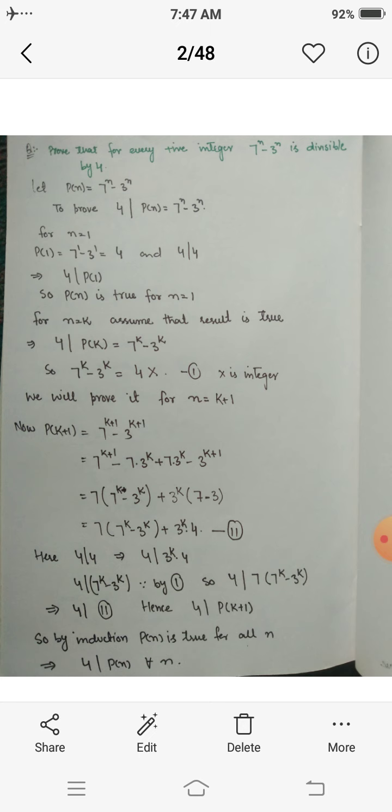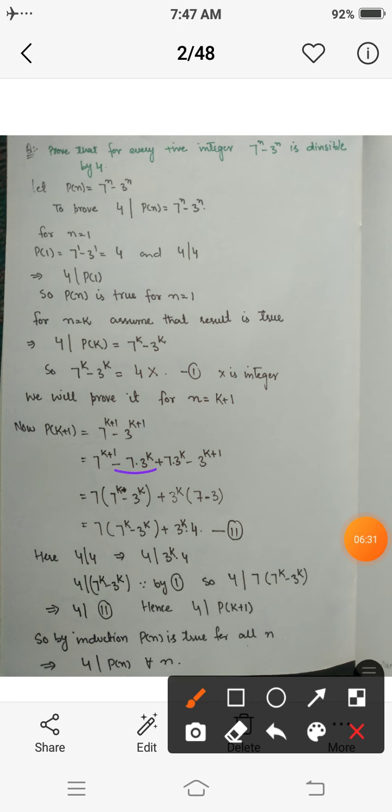Now from this term, take 7 common. When we take 7 common from 7^(k+1), we are left with 7^k minus 3^k, and from this take 3^k common, it is 7 minus 3. Now 7 minus 3 is 4, and here we have 7 into (7^k minus 3^k). Here 4 divides 4 means 4 divides 3^k into 4. Also 7^k minus 3^k is divisible by 4, because by assumption the given statement is true for n equals k.